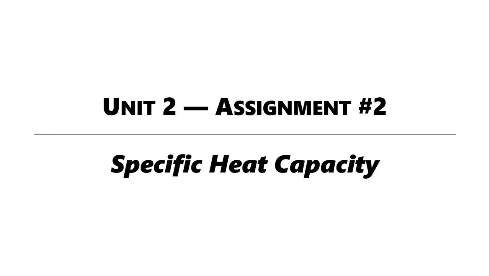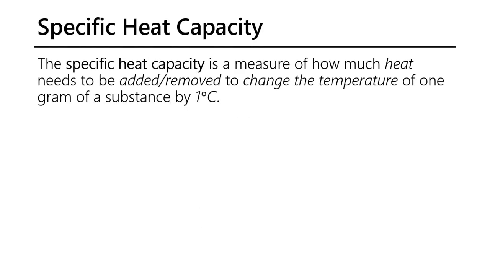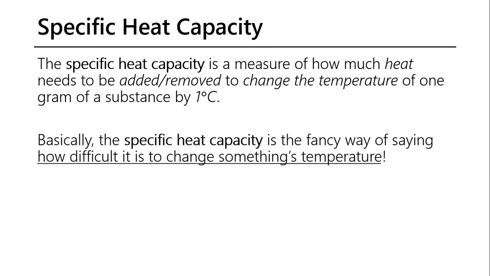So let's talk about what that means. The specific heat capacity is, by definition, a measure of how much heat needs to be added or removed to change the temperature of 1 gram of a substance by 1 degree Celsius. Well, that's kind of stuffy. If we break that down a little bit, that's just a fancy way of saying, how difficult is it to change something's temperature? How much heat is it going to take before your thermometer starts budging?